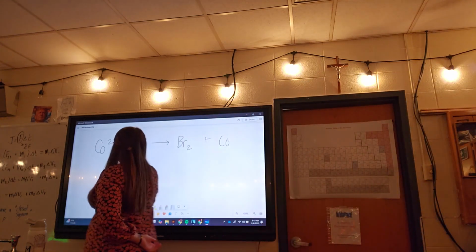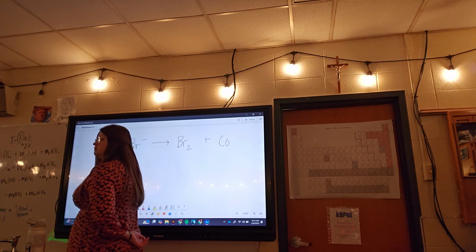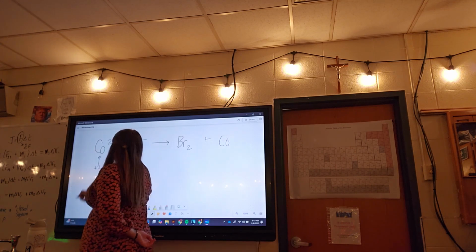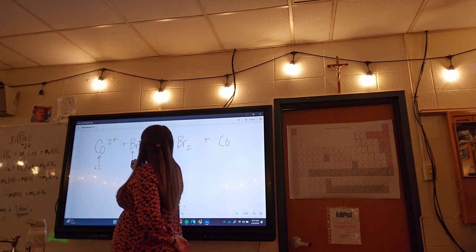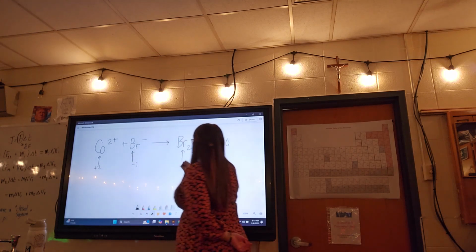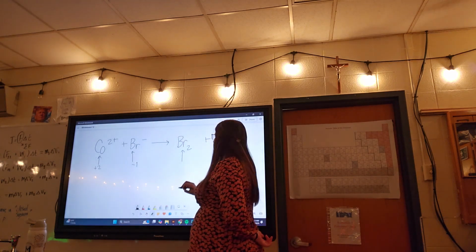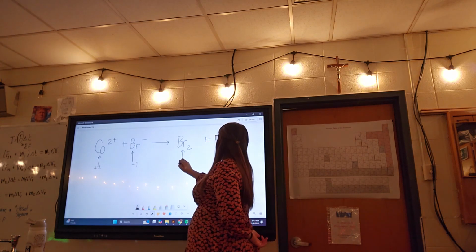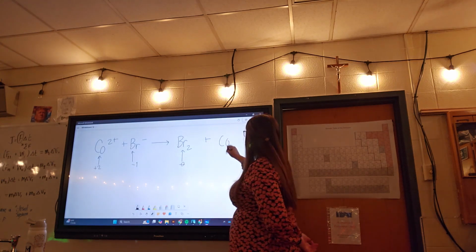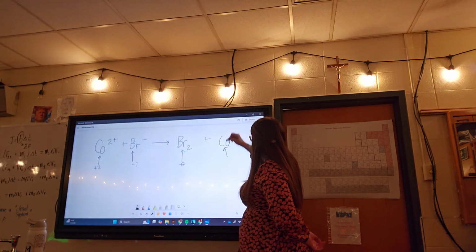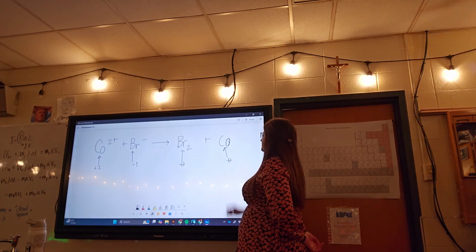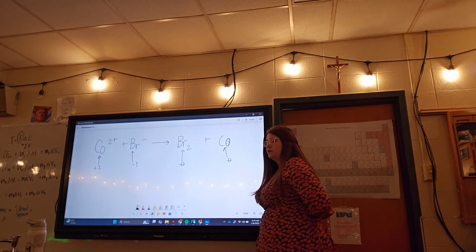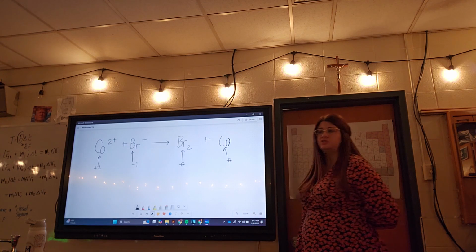So what's the oxidation number of this guy? Plus 2. Minus 1. What about this Br2? Zero. That's rule number 1. And what about this cobalt here? Oh, that's an O. Also 0. Okay, so now we need to figure out which things have changed.